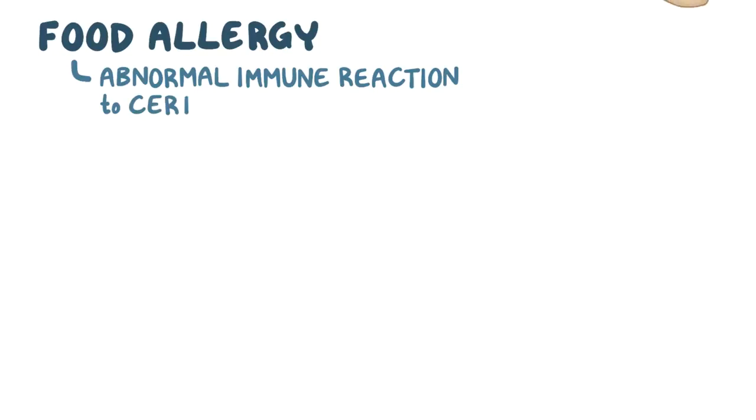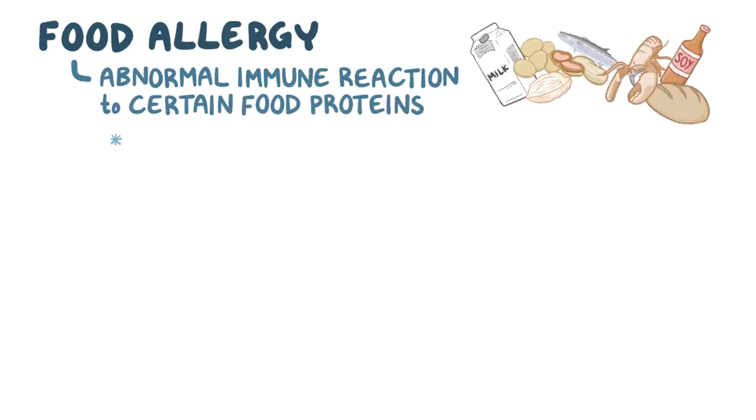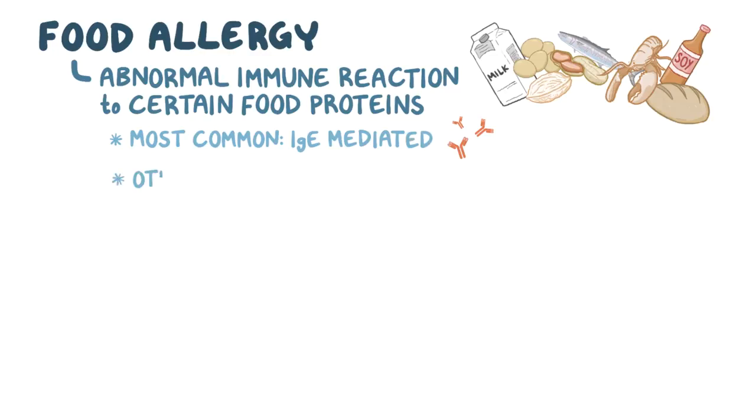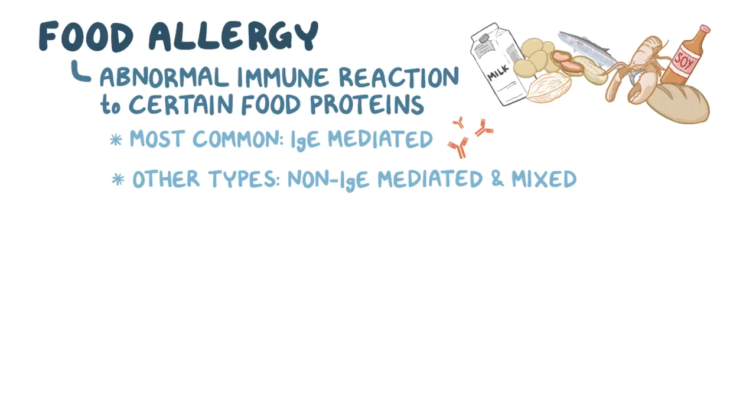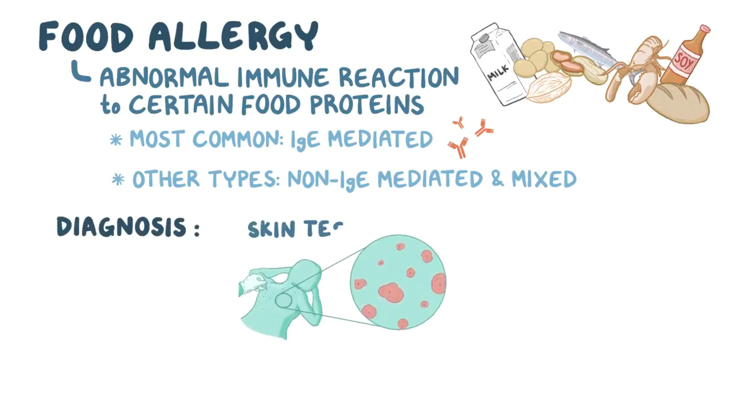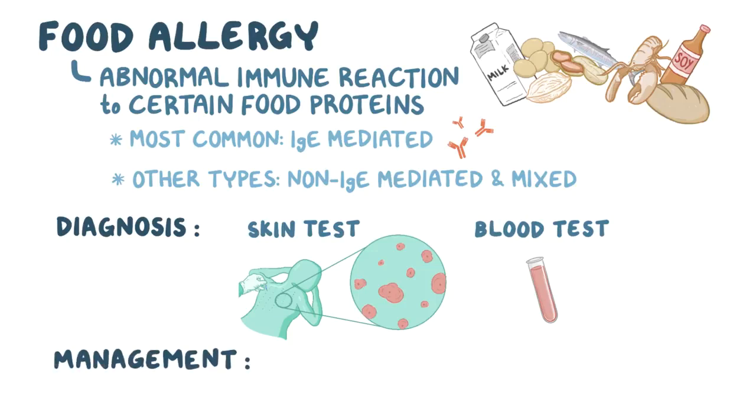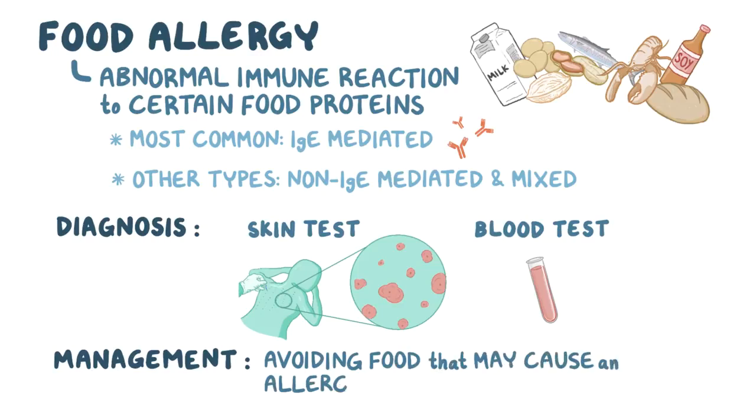Alright, as a quick recap. A food allergy is a medical condition in which there's an abnormal immune reaction to certain food proteins. The most common form of food allergies is IgE mediated, but there are other frequent types like non-IgE mediated and mixed, which is a combination of the two. The diagnosis consists of a skin test and a blood test. The primary management of food allergies is basically avoiding all foods that may cause an allergic reaction.